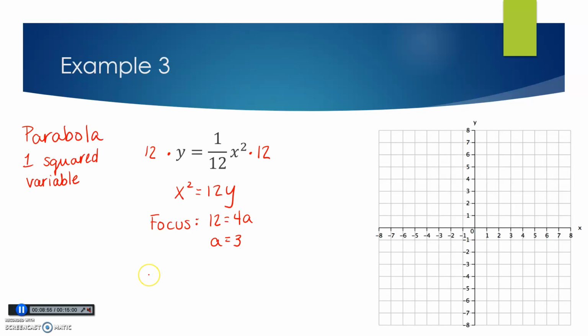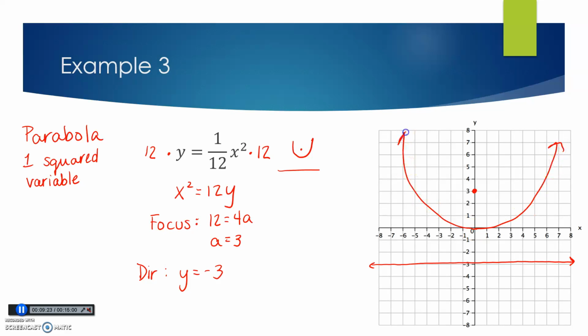And then I'm going to have that point there. And my directrix, because this opens up, I know that my focus was in here and my directrix has to be down here. It's a y equals, and it's the opposite sign, so negative 3. So there's my directrix, there's my focus, and our favorite parabola drawing. Woo! There we go.